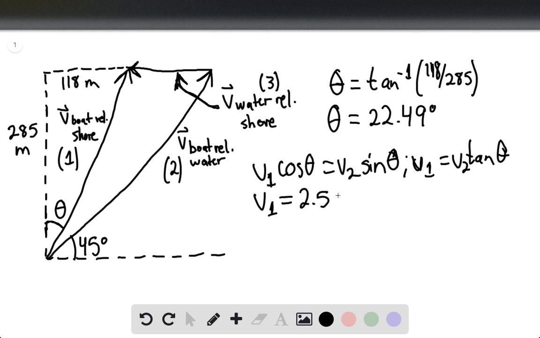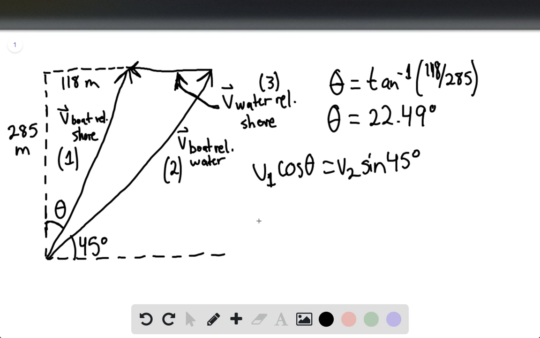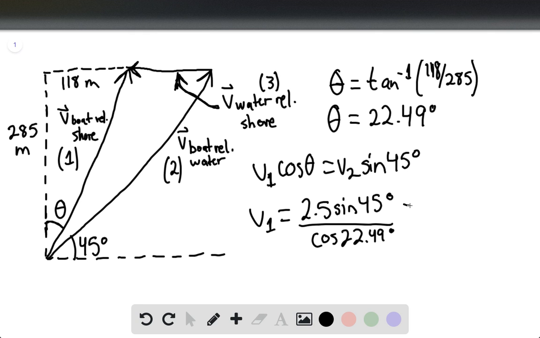And then it'll simply be, rather this, my apologies, this is sine of 45 degrees. It's not our theta. It's this angle measure right here. My apologies. So the v sub 1 is going to be equal to 2.5 sine of 45 degrees divided by cosine, and that's where we use 22.49. And this is going to be equal to 1.913 meters per second.